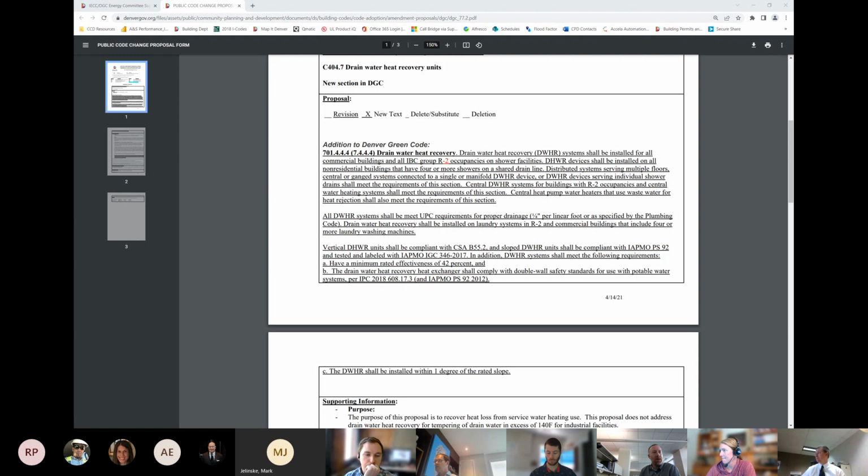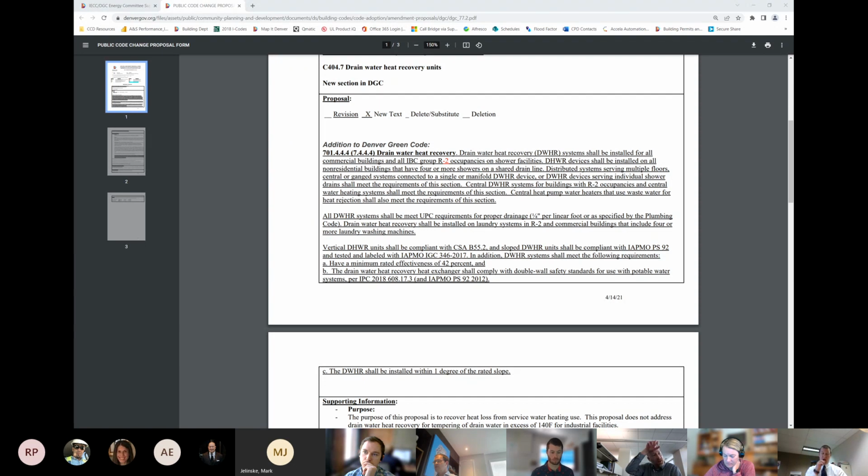And the central heat pump water heaters that use wastewater for heat rejection, isn't the wastewater at that point the heat source for the heat pump water heater, not rejecting heat to the wastewater?